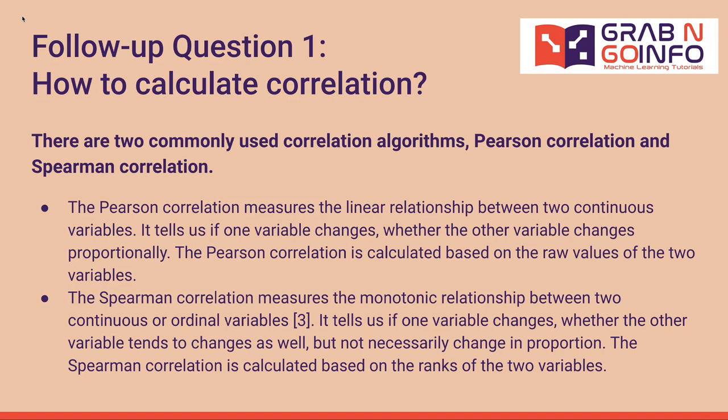The Spearman correlation measures the monotonic relationship between two continuous or ordinal variables. It tells us if one variable changes, whether the other variable tends to change as well, but not necessarily change in proportion. The Spearman correlation is calculated based on the ranks of the two variables.